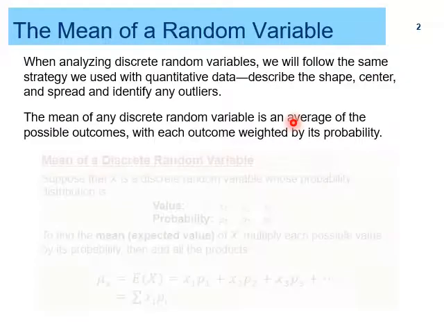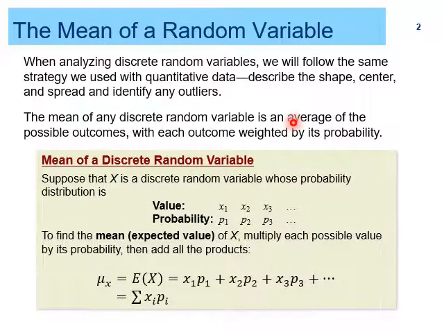So how do we get the mean of a discrete random variable? Suppose that x is a discrete random variable whose probability distribution is given by these values and these probabilities. To find the mean, or expected value of x, we multiply each possible value by its probability and then add all the products. So we write it as mu x equals expected value of x equals x1 multiplied by p1 plus x2 multiplied by p2, and similarly we go on, and in general we show it as summation of xi pi.